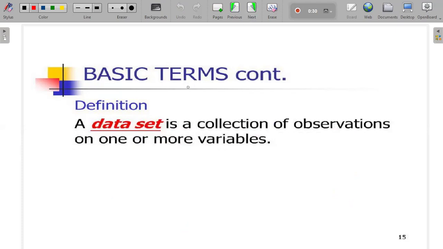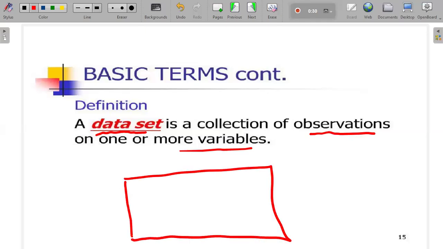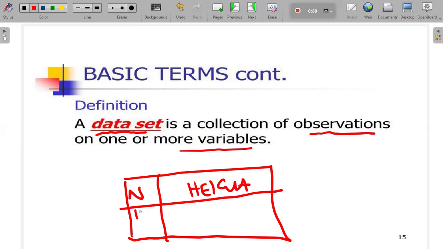Before we talk about that, we can talk about a data set. A data set is a collection of observations on one or more variables. So a data set will be this complete thing here, for example, the one that I'm just drawing. Let's say this is name, and then we are measuring the height. There's Paul here, and there's John. Paul is 1.7, John is 1.5 meters. So this complete box here is called a data set. It's a collection of observations for one or more variables.